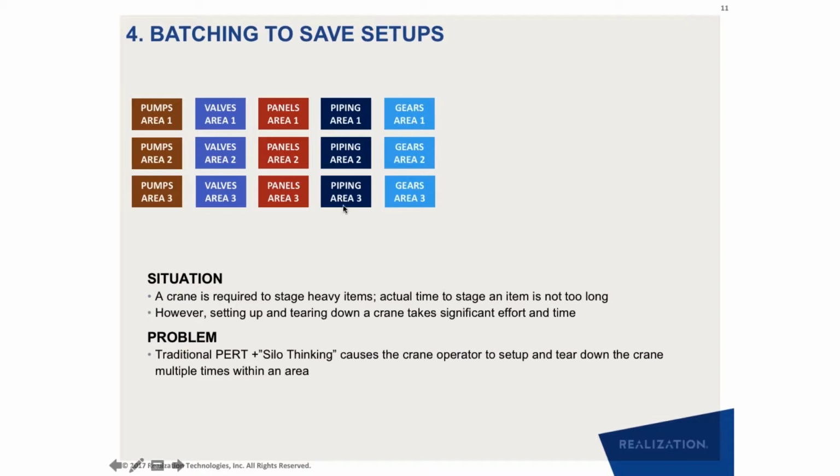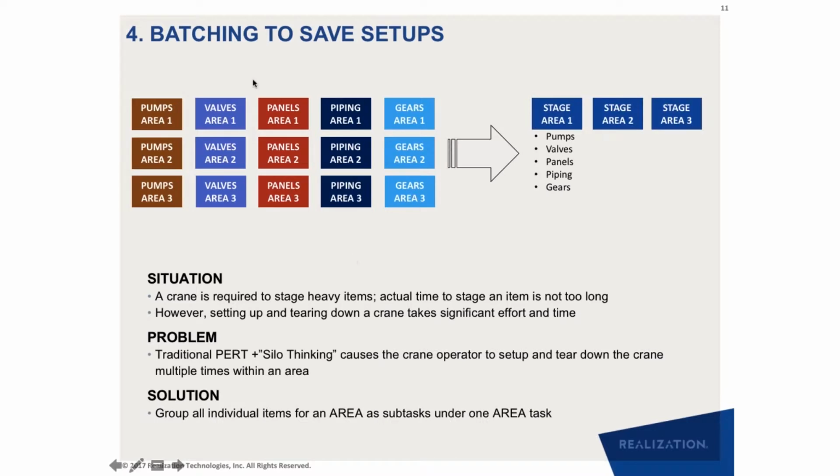And the actual time that is needed by the crane is not too long. But setting up and tearing down a crane takes a significant amount of time. If I have a project plan with all these 3 times 5, 15 tasks, what might end up happening is the crane will keep moving between different areas. So it might do some work in area 1, then it will move to area 2, then it might move to area 3, then it is needed back in area 1, and so on. Right? So that makes the entire process very inefficient.